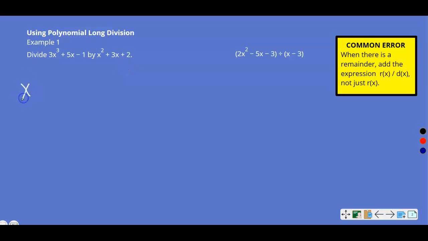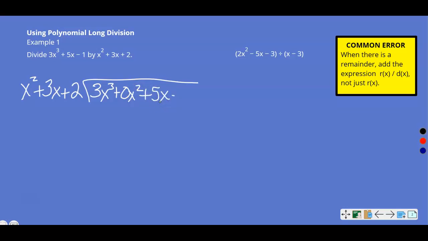We're going to set it up just like regular long division. So we've got x squared plus 3x plus 2, and we're going to divide that into 3x cubed plus 5x minus 1. What I notice here is there's no x squared term, so we do need to put a placeholder. We're going to put plus 0x squared, then plus 5x minus 1. You'll see shortly why we need that placeholder, so that we don't lose a position or try to add terms that cannot be added together.